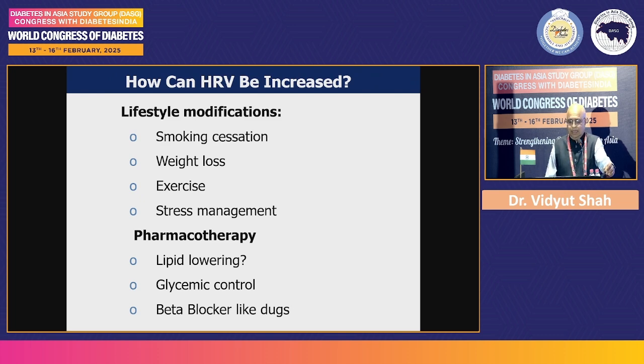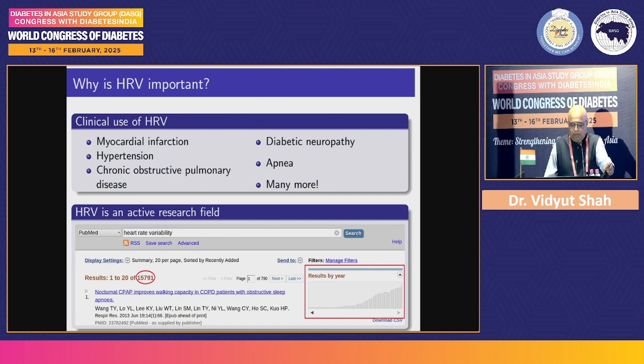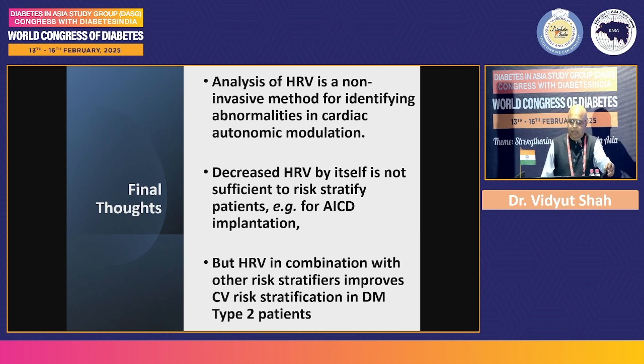will increase HRV. And HRV is important because it has clinical use, as we discussed, in myocardial infarction, hypertension, diabetic neuropathy, apnea, neonatology, and HRV is a very, very active research field also, and many research papers are coming out on this particular topic. Analysis of heart rate variability is a non-invasive method for identifying abnormalities in cardiac autonomic modulation, and decreasing HRV by itself is not sufficient to risk stratify patients, for example, AICD implantation. But HRV in combination with other risk stratifiers improves CV risk stratification in diabetes type 2 patients.